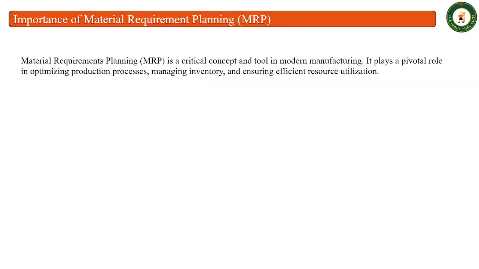Now discussing the importance of material requirement planning. So material requirement planning is a critical concept and tool in modern manufacturing. It plays a pivotal role in optimizing production processes, managing inventory, and ensuring efficient resource utilization. Now we can discuss the importance one by one.